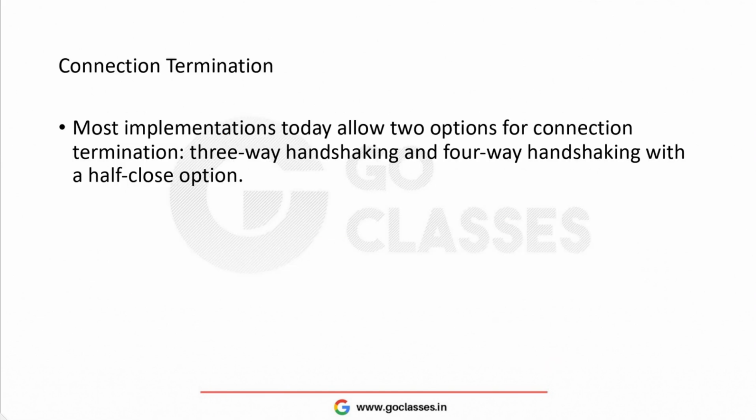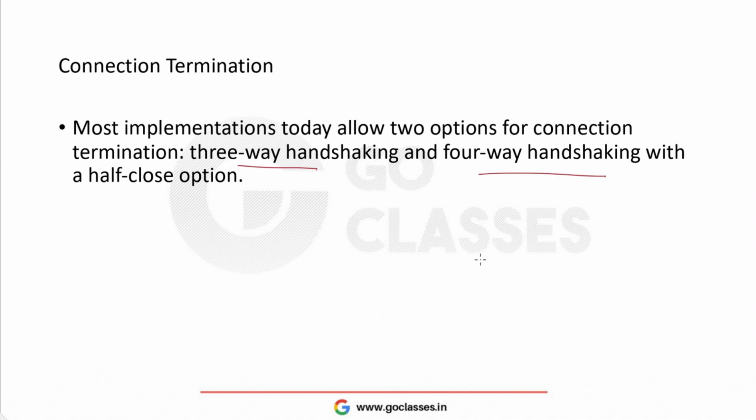Now let's move to the next phase, which is the connection termination phase. Most implementations today allow two types of connection termination. One is called three-way handshaking and another is called four-way handshaking. So we will look at both of them.